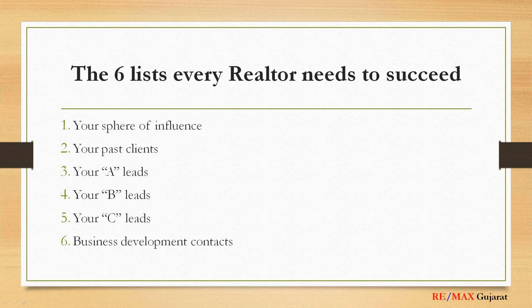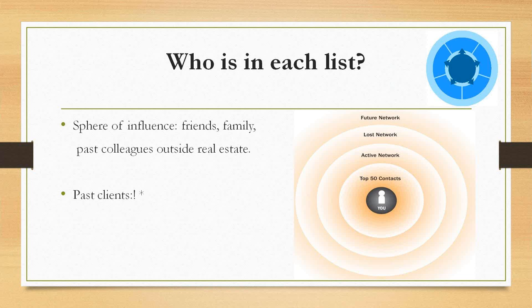In the center of these circles, there is you. Then there are your top 50 contacts. No need to explain because those are your top sphere of influence. Then the active network: those you are meeting and discussing with every day, your colleagues, everyone. Then your lost network. This is your past clients, past employees, past colleagues, etc. And the future network, you just heard me. So if you've got people in each of these categories, you have already got a good start.